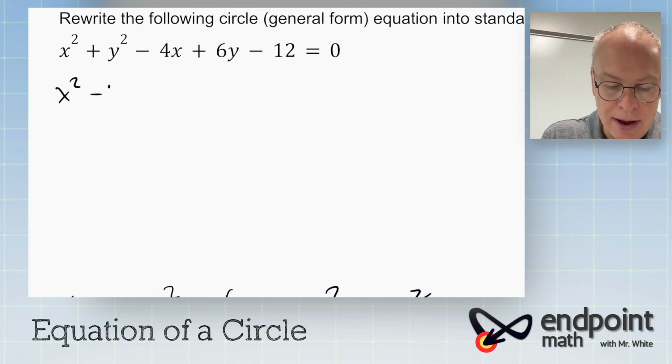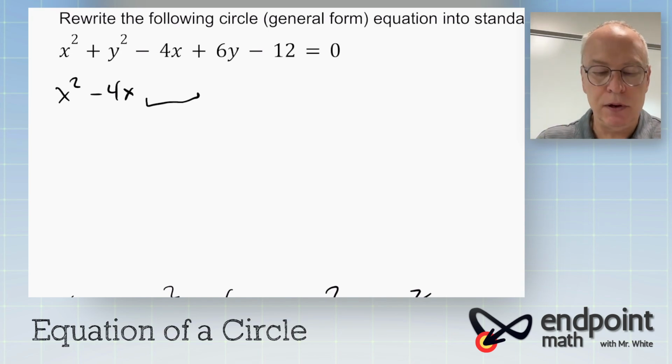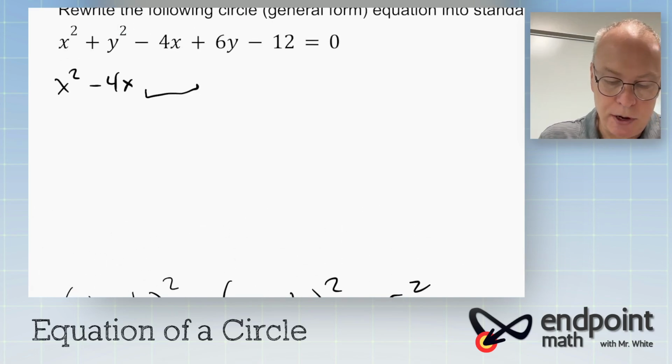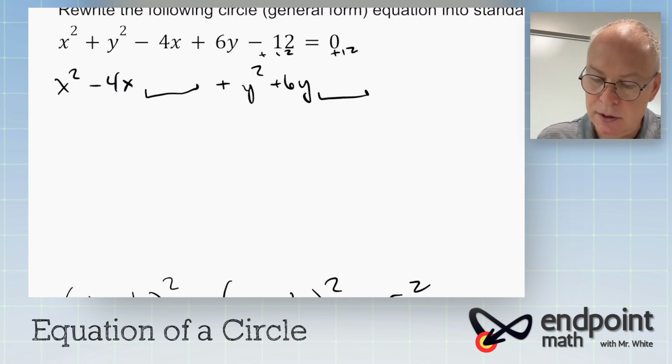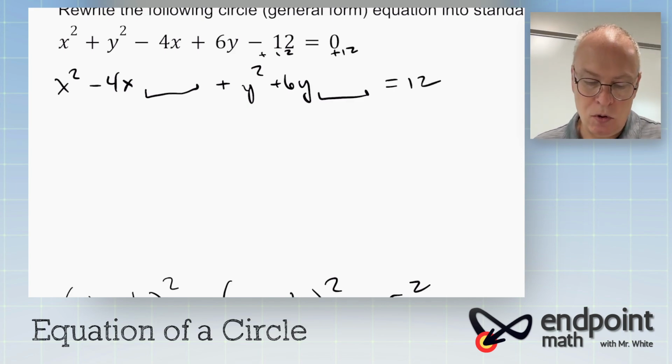Well, this is how I like to teach completing the square. I say put all the x's together, leave a little space right there. Plus y squared plus 6y, and leave a little space right here. And I'm going to move that 12 just out of the way. I'm going to move it to the other side, so it's now over there.